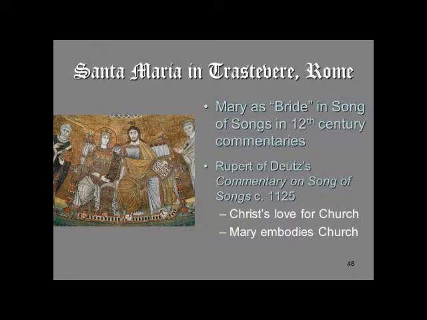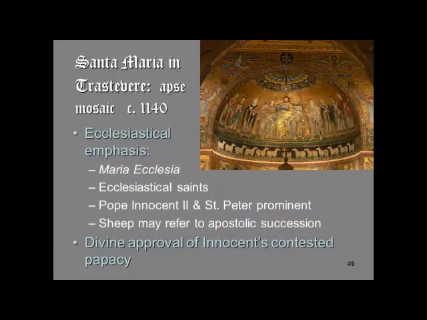Now, Mary is both a symbol and an embodiment of the church. And as the song shows Christ's love for the church, it also shows Christ's love for his mother, Mary. Mary is also a model of the monastic virtues: virginity, humility, obedience. And the Pope, Innocent II, had been a Benedictine monk before he became Pope, so he might well have known about this commentary by another Benedictine.